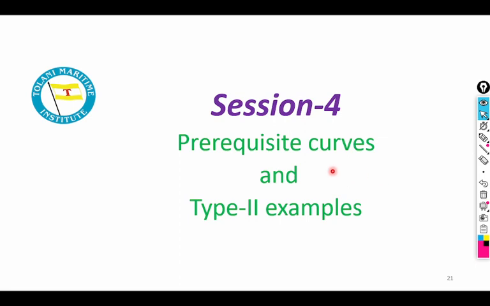Hello everyone, welcome to session number 4. In this session, you will learn the prerequisite curves for the type 2 examples, and then we will solve some type 2 examples of a double integration.